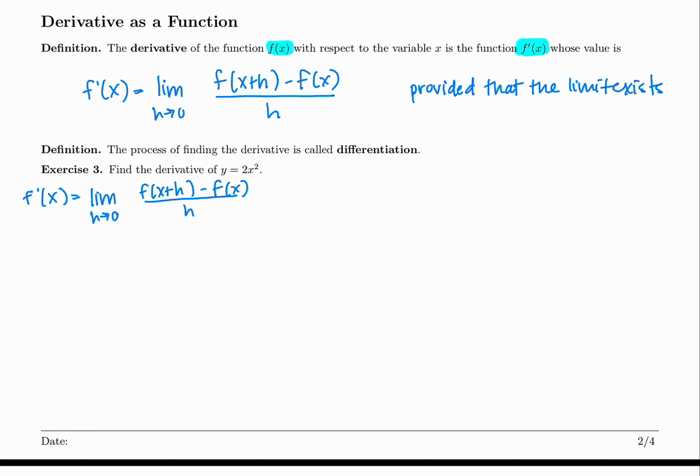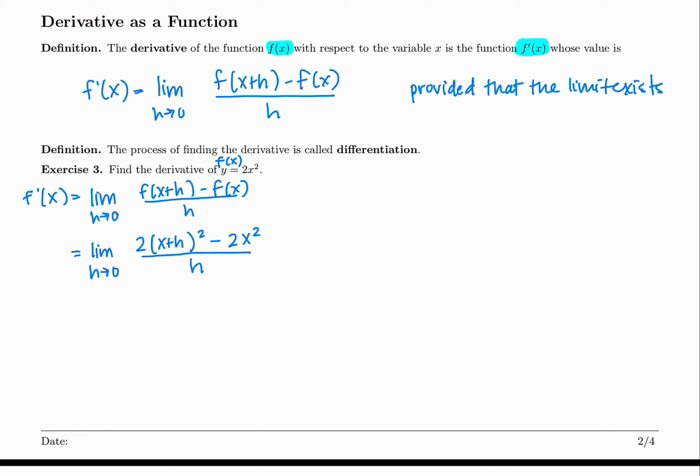Now I will plug into it. So this is the limit as h approaches 0. When I see f of x plus h, that means look at the function f, which is up here. I guess we should have called this f of x, but we know y is the same thing as f of x. We're going to plug in x plus h everywhere we saw an x before. So this is 2 times x plus h squared minus, now we need f of x. Well, that's just rewriting the original function, 2x squared, and this is all over h.